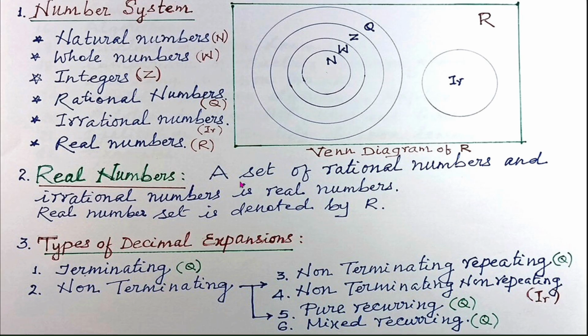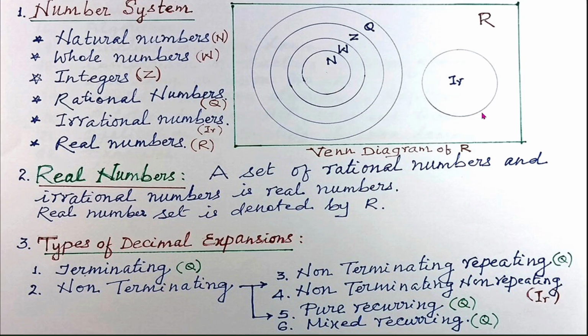clearly. Now, when we talk about real numbers, it is a set of rational numbers and irrational numbers. Rather, it's a union of the set of rational numbers and irrational numbers, and it is denoted by capital R. Now, the real numbers set can be represented by a Venn diagram. This is a Venn diagram of real numbers. It is the union of rational numbers and irrational numbers.